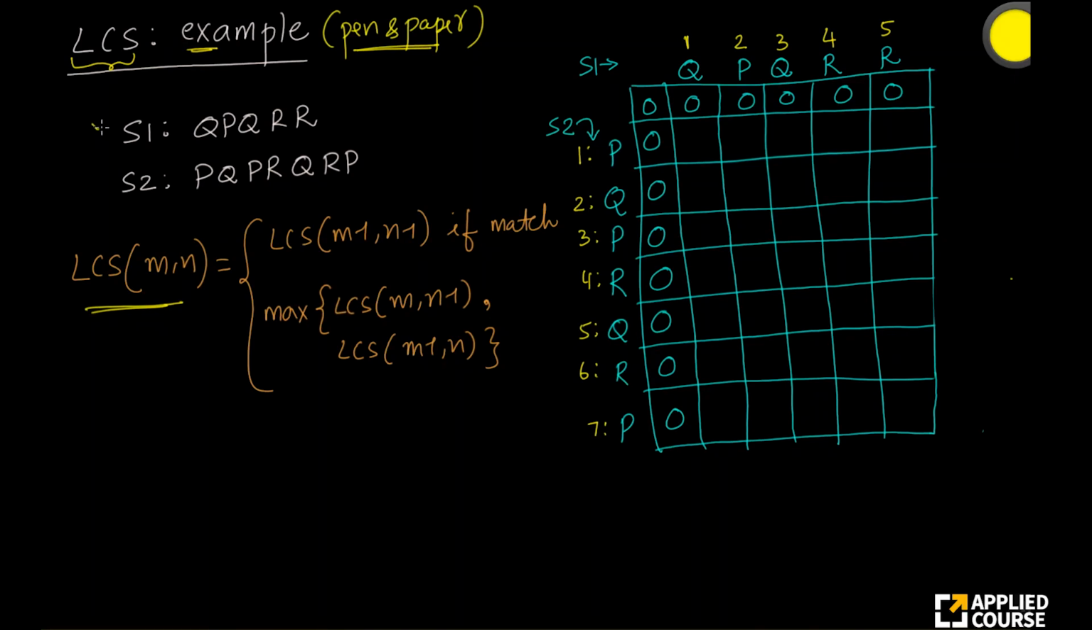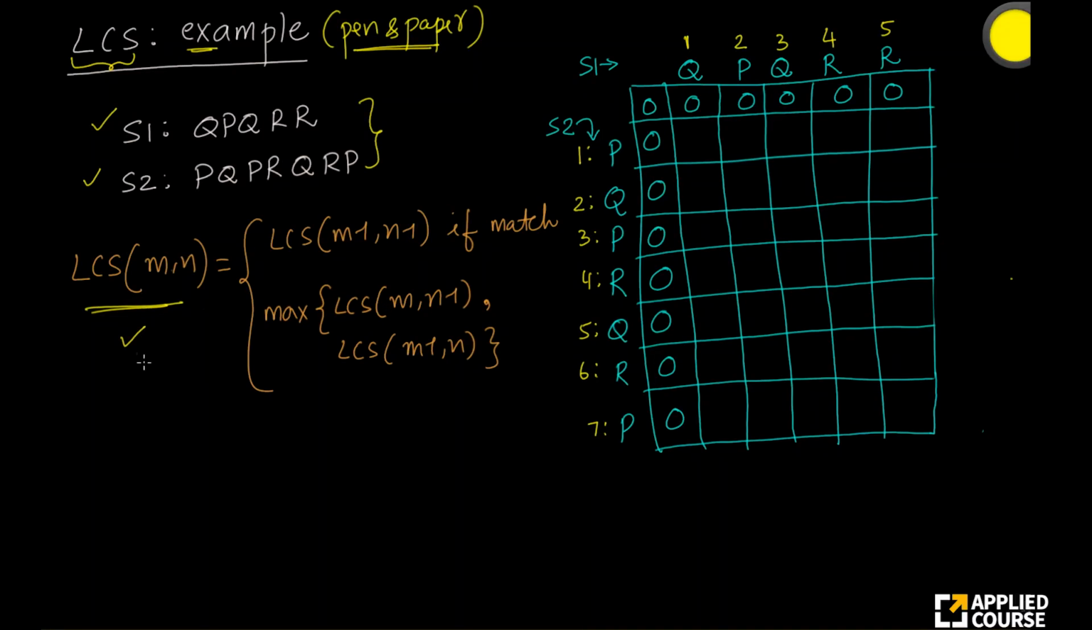Imagine I have two strings, let's call them S1 and S2. S1 is Q, P, Q, R, R. S2 is P, Q, P, R, Q, R, P. Now I want to compute the longest common subsequence between S1 and S2.